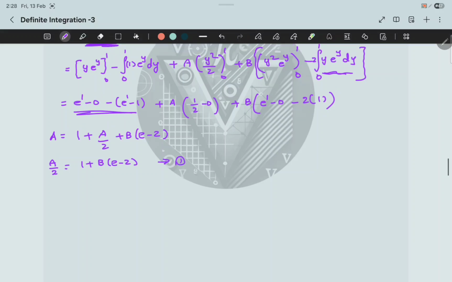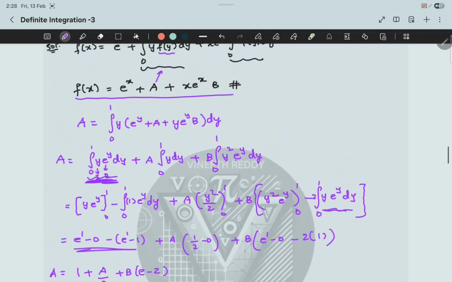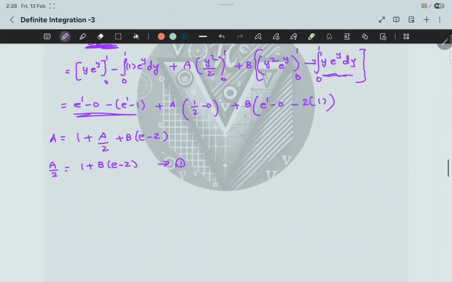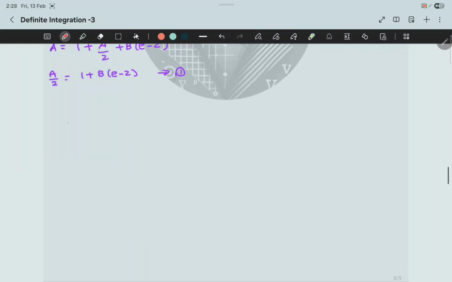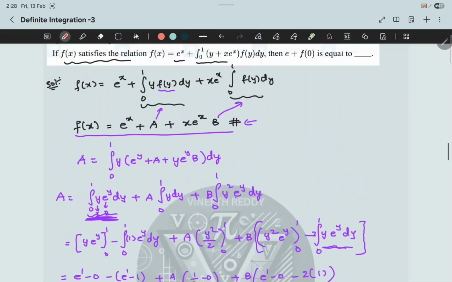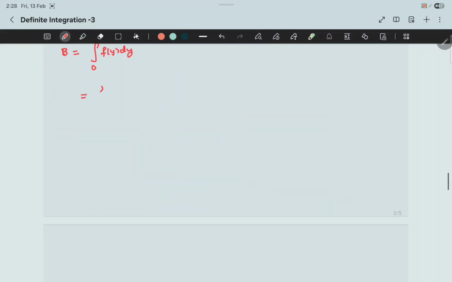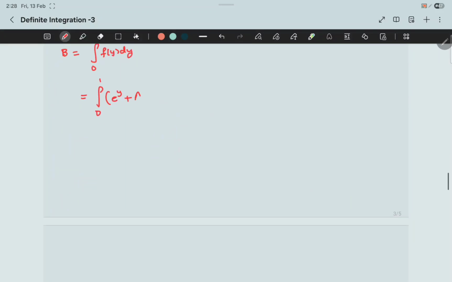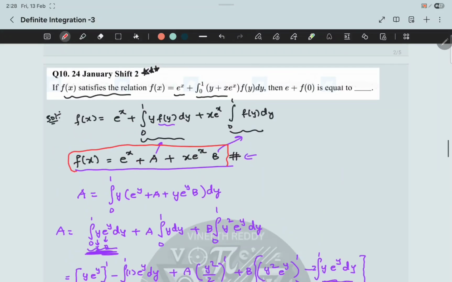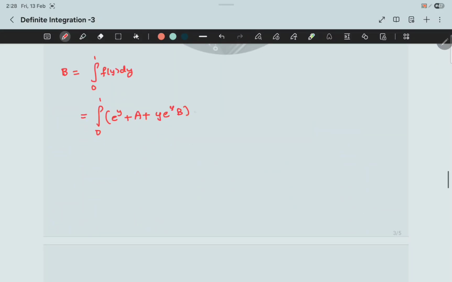Now we have two unknowns, a and b, so we need two equations. Again we will try to find b using this equation, right? So b is nothing but integral 0 to 1 f of y dy, right? And what is f of y? For f of y, we will be using this particular equation, okay? So f of y will be e power y plus a, right, plus, wherever x is there we will replace x with y, y into e power y into b, right? So we get y e power y b dy.